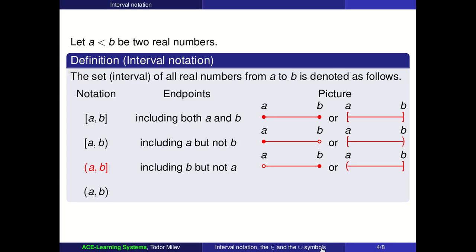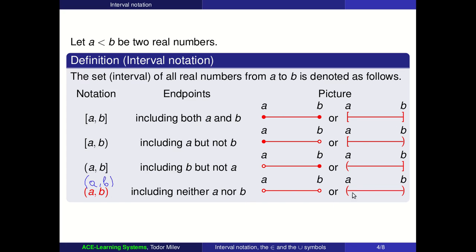And finally, if we want to denote the interval which excludes both a and b, we use open parenthesis at both a and b. And once again, we depict that by a hollow dot at the point a and a hollow dot at the point b.